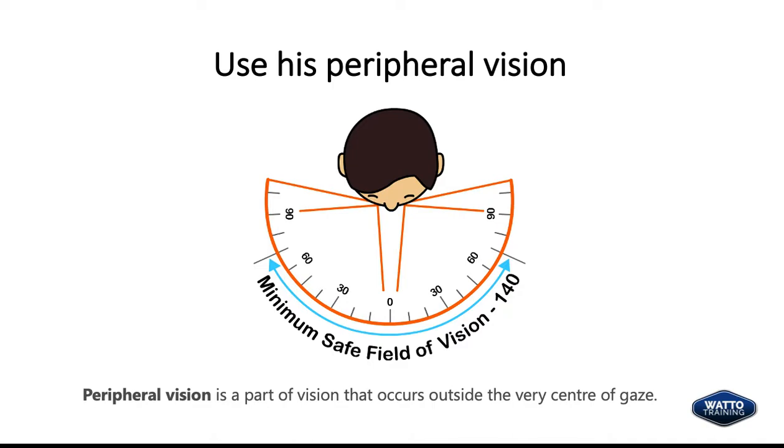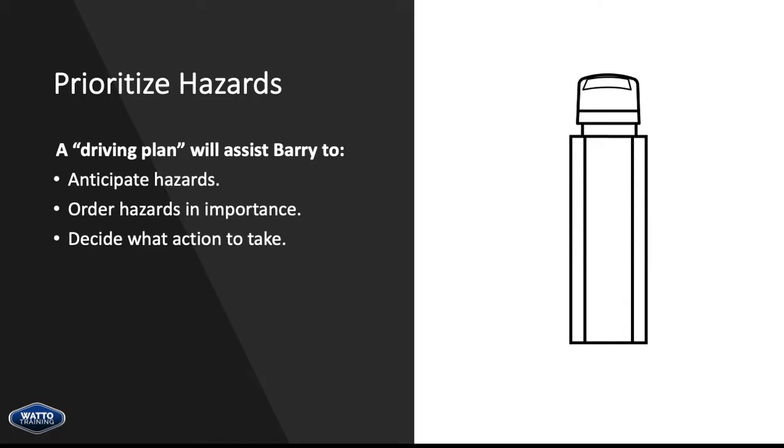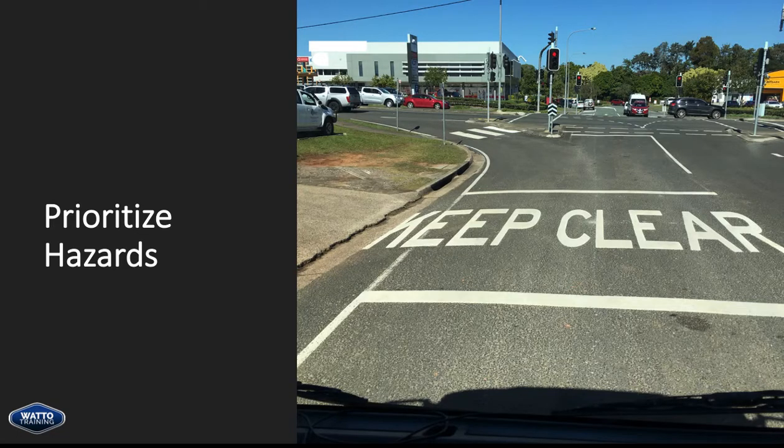Peripheral vision is the part of the vision that occurs outside the very center of gaze. Prioritize hazards. This will happen if Barry uses what's called a driving plan. A driving plan will assist Barry to anticipate hazards, order hazards in importance, and decide what action to take.